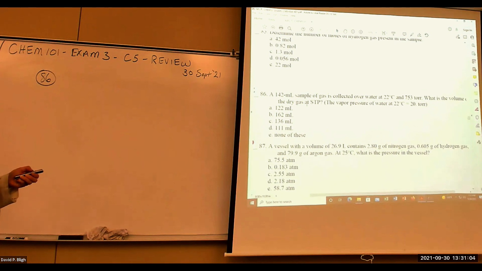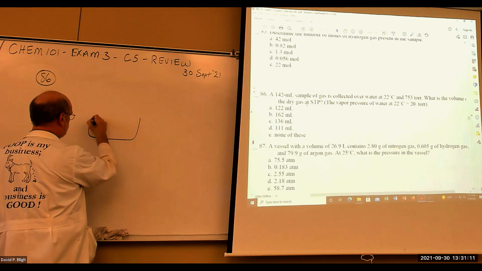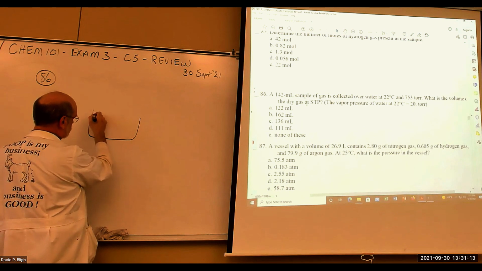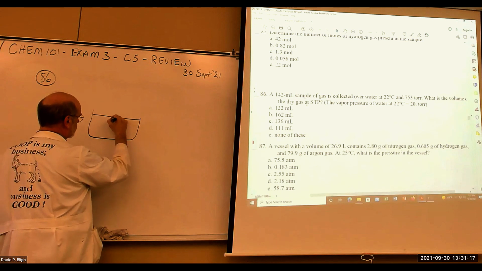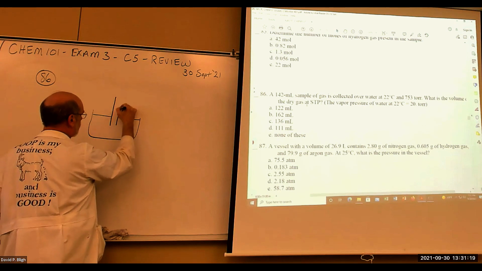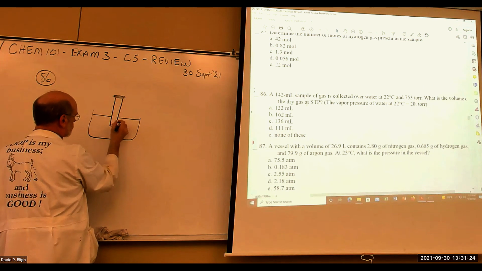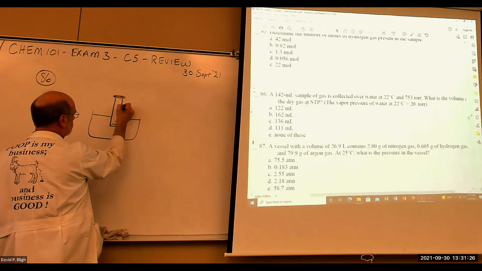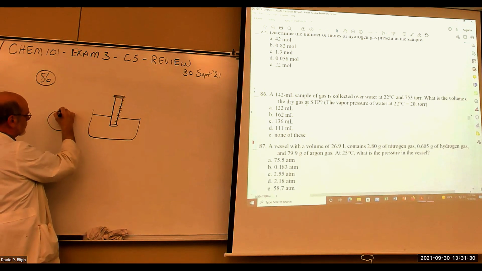A 142 milliliter sample of gas is collected over water. Let's see, how do they do that? You have water here, and you have a cylinder here, probably. A graduated cylinder, so it's got volume marks on it. And then you have your reaction vessel over here.